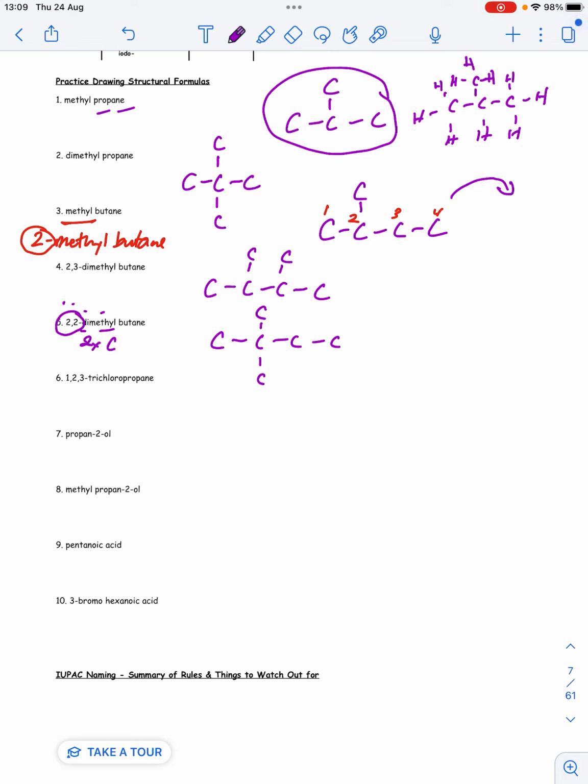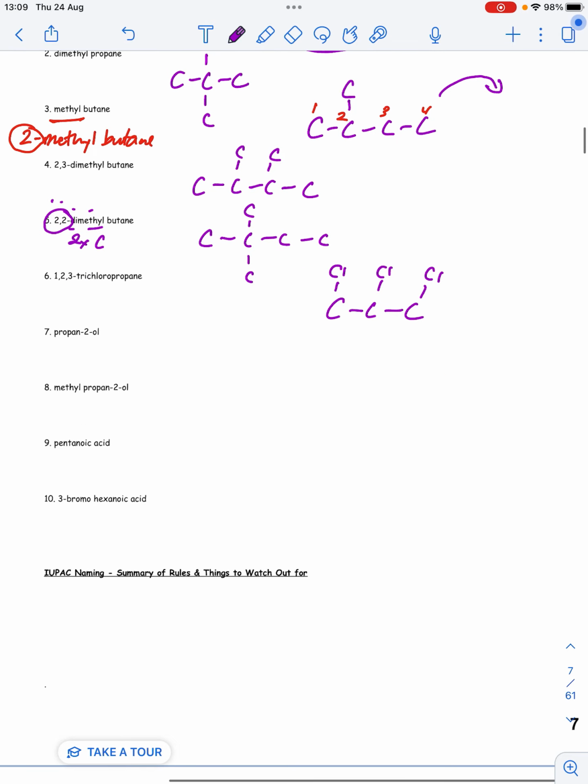1,2,3-trichloropropane. So start with the prop, 1, 2, 3 carbons long. And then there's 3 chlorines, and where are they? They're on the 1, the 2, and the 3. Propan-2-ol, 1, 2, 3 for prop.